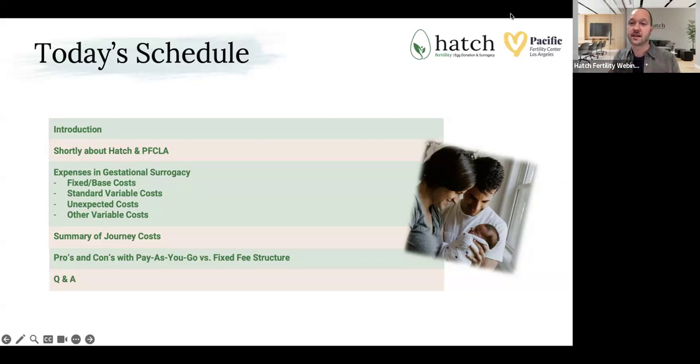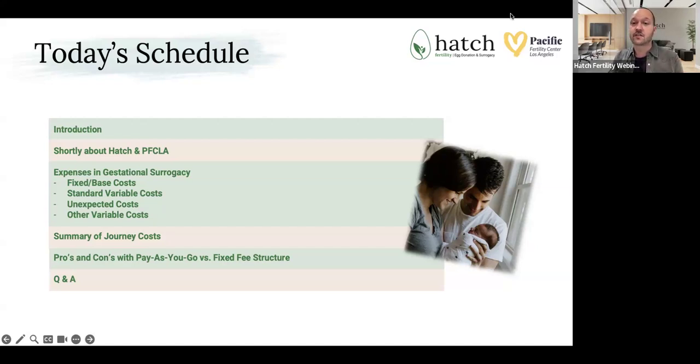You can do something called a pay-as-you-go model, or something we call a fixed fee structure. So we'll talk about that a bit and talk through the pros and cons of doing those. I have experience of actually both of those. My first journey was a pay-as-you-go journey. The second one, a fixed fee structure.